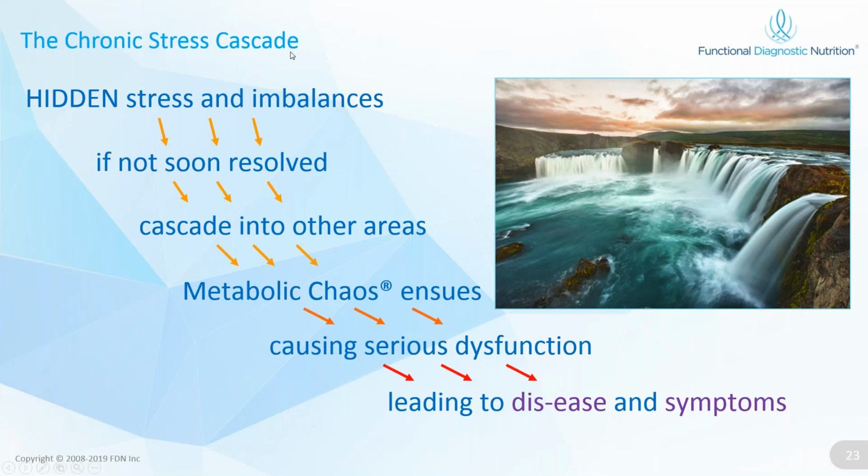The chronic stress cascade, or what I call the metabolic chaos cascade sometimes, you've just seen this on paper in the lab results. Hidden stress and imbalances, if not soon resolved, cascade into other areas. Metabolic chaos ensues, causing serious dysfunction, leading to disease and symptoms. Now, the problem is the metabolic chaos. It's been going on for years. They have multiple complaints, and there are multiple causes, and they're way the heck upstream.